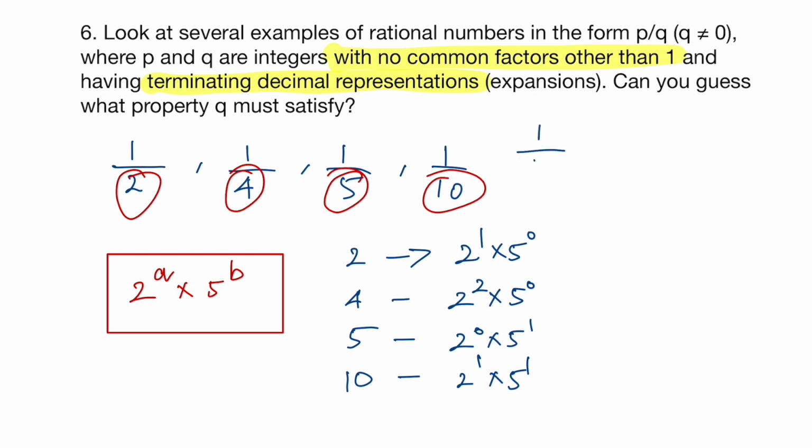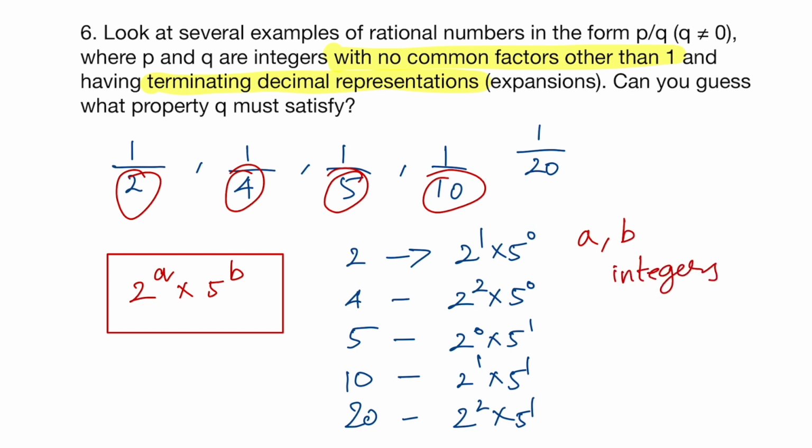Now if you take any other number that is terminating and it's a rational number, so let us take 1 by 20. In that case it would be 2 power 2, that is 4, into 5 power 1. That also is obviously in this form. So what you can tell is that q must satisfy the property that it should be of the form 2 power a into 5 power b, where a and b are integers.